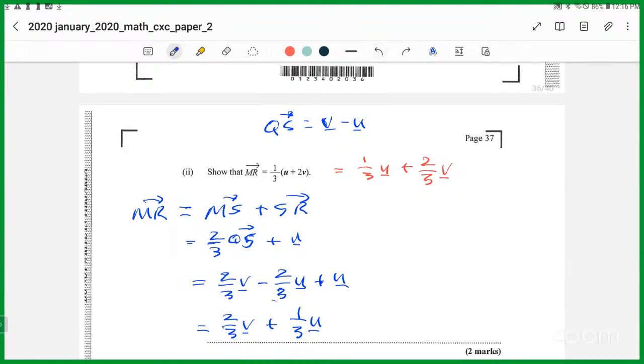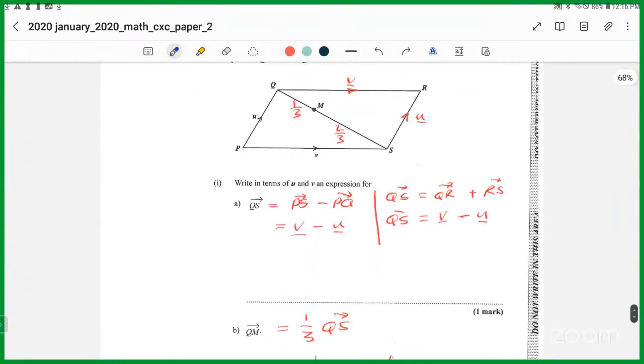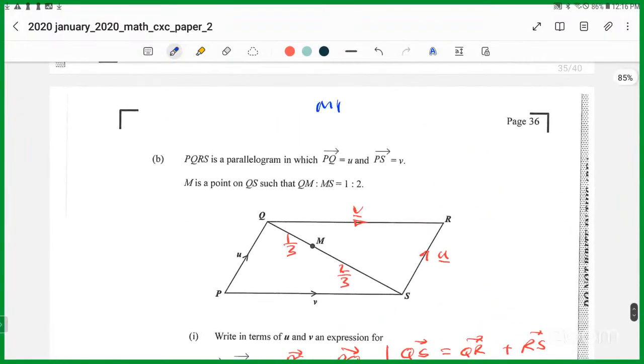Let's check if this answer makes sense. 2/3 V, 1/3 U. So M to R is 2/3 V and 1/3 U. That's what this is saying. So from here to here. This is a whole V, so 2/3 V is about this length. Let me break it up into 3 parts, like so. So 2/3 V will be about here. That will be 2/3 V.